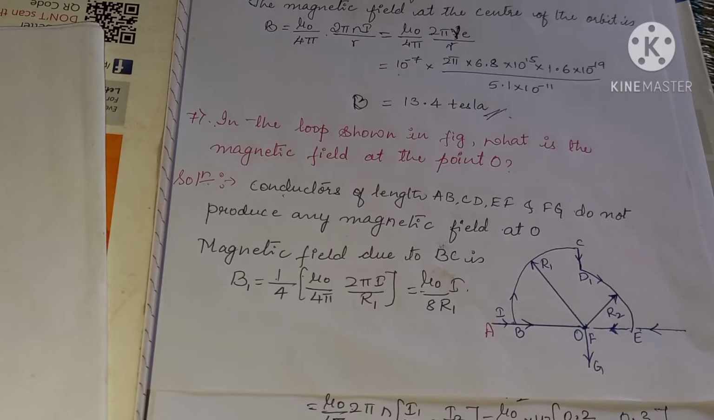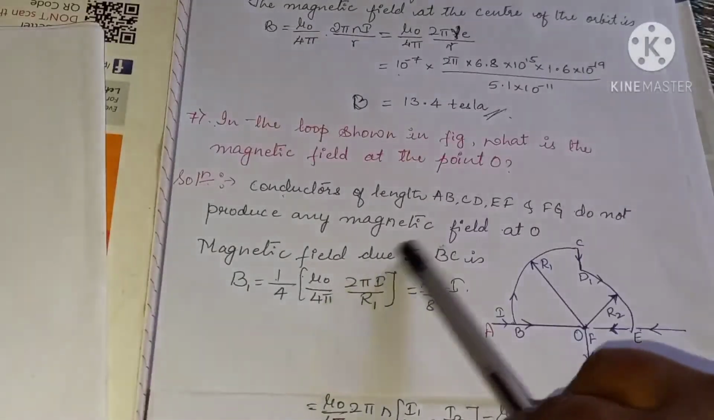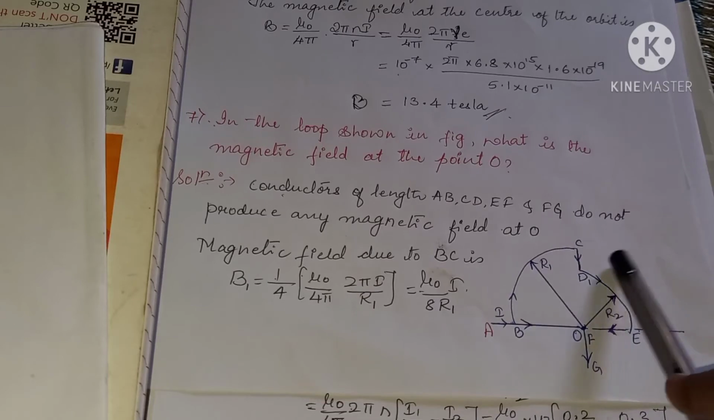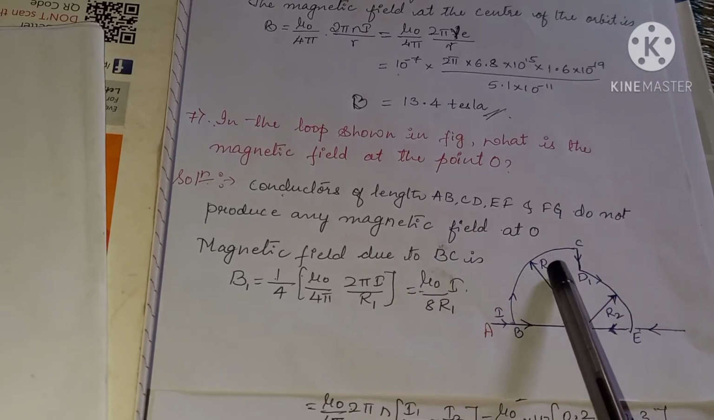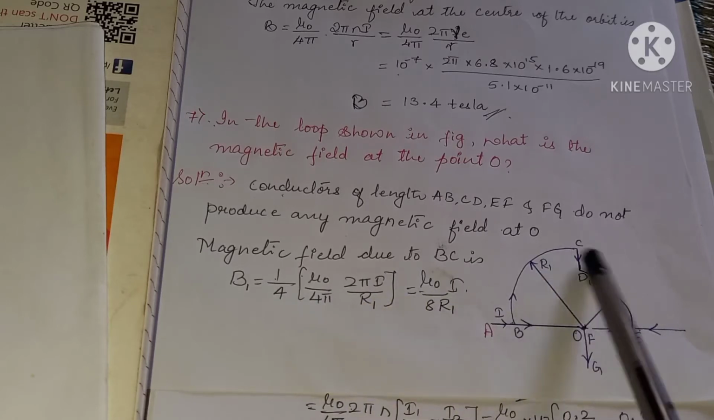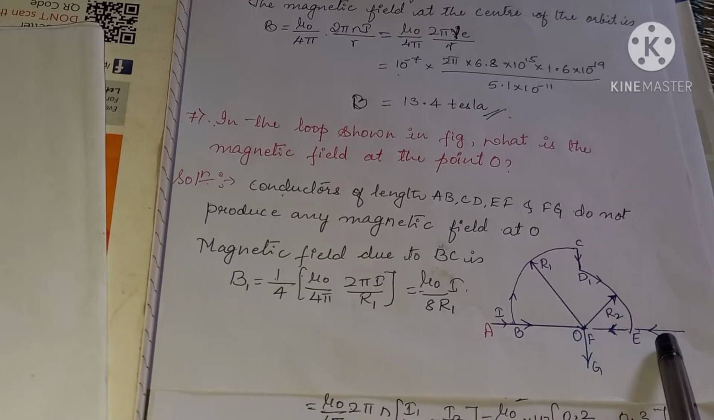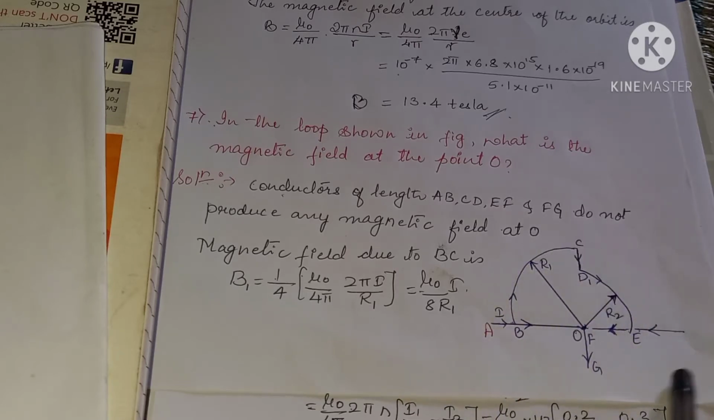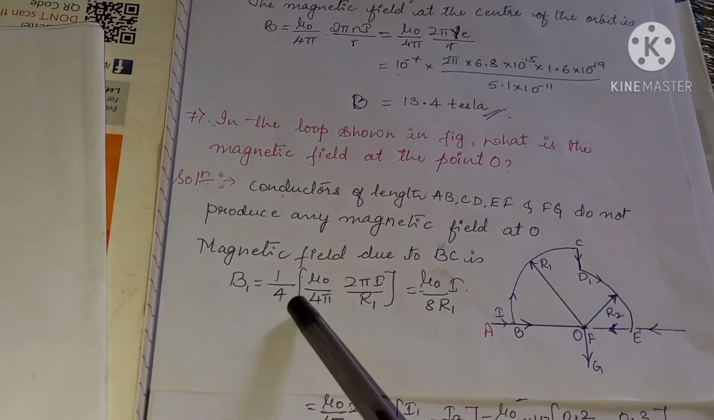Conductors of length AB, CD and EF do not produce any magnetic field at O. Magnetic field due to BC, from B to C. AB will not produce a magnetic field, because the directions are equal and opposite, so only the circular arc will produce the magnetic field from B to C. So let us take B1 here.